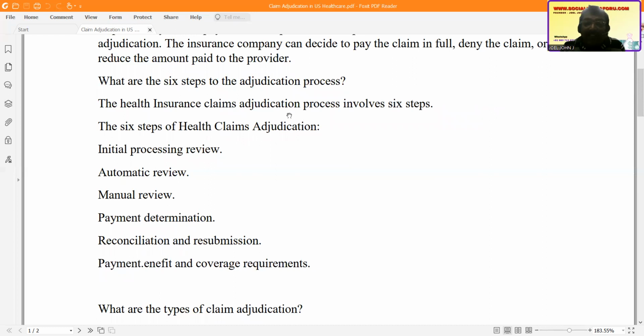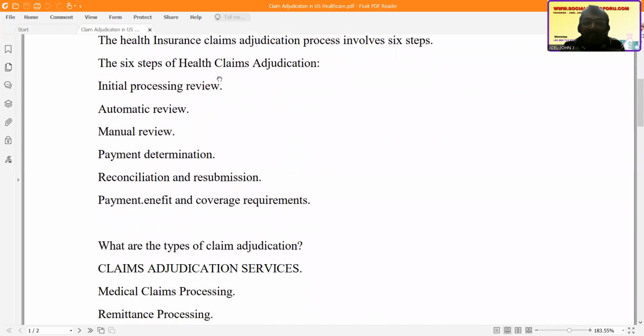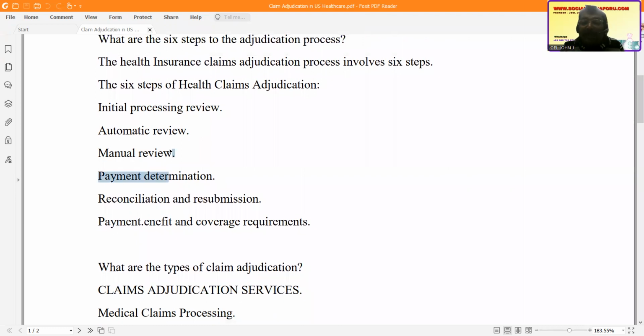The health insurance claim adjudication process involves 6 steps. The 6 steps of the health claim adjudication are initial processing review, automatic review, manual review, payment determination. This is where they are going to look at the fee schedule and all those stuffs. Reconciliation, they are going to recheck that. And resubmission. Payment determination is a very important thing, wherein they are going to look at whether it is covered or not.